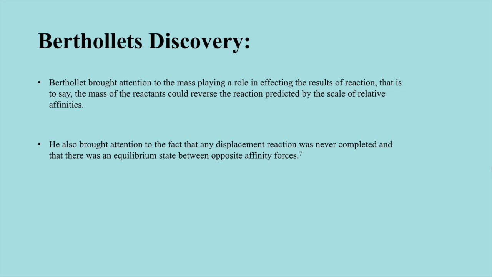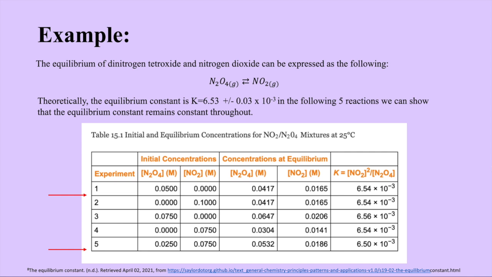He also brought attention to the fact that any displacement reaction was never completed and that there was an equilibrium state between opposite affinity forces. These forces depended on the difference in their relative affinities and the quantitative proportion. And the direction in which a reaction takes place was determined by the quantitative proportion of the chemicals involved in the reaction. We can think about the quantitative proportions of the reaction in the following example.